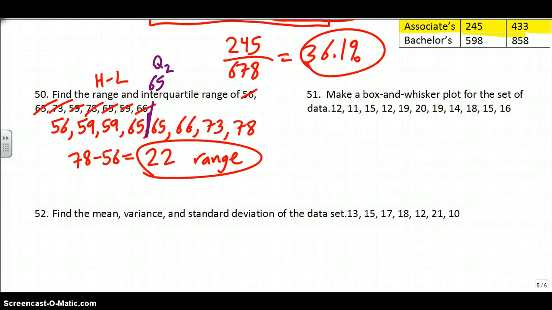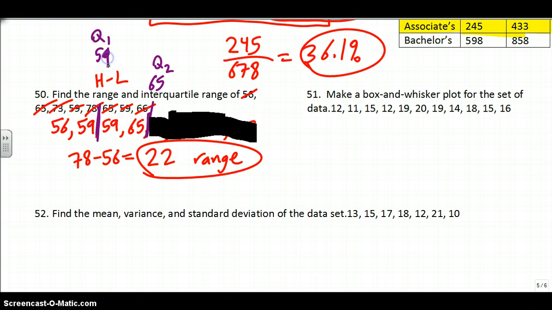Now notice that Q2, even though it's 65, it's technically not a part of the data. So, I think I did this last time and this worked really well. Let's look at the bottom half of the data. What's the median of the bottom half? Well, it's going to be between 59 and 59. So it's 59. That's Q1. Okay? Let me make that 9 look a little better. It's Q1.